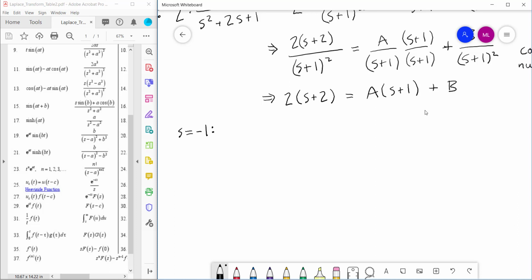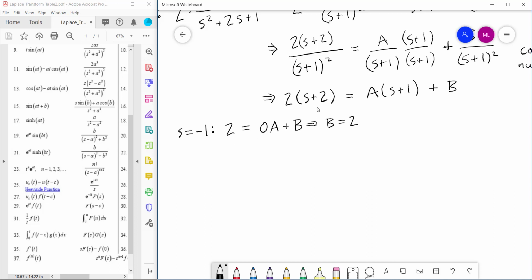So if s is equal to -1, what are we going to get out of this? On the left, we're going to get 2 times a -1 plus 2. So the -1 plus 2 will just be a 1. We'll multiply that by 2. So I'm plugging in s equals -1, and this whole thing will simplify to 2. On the right-hand side, I plug in the -1, and we get basically 0a plus b. And this immediately tells us b equals 2. So that's nice.